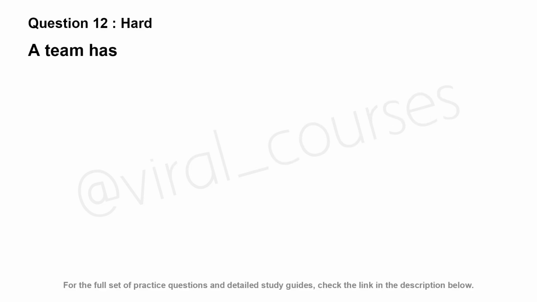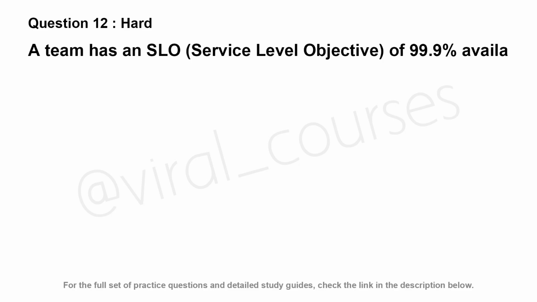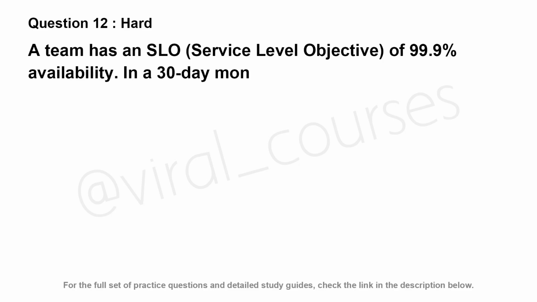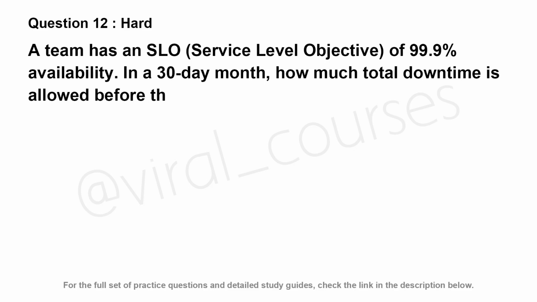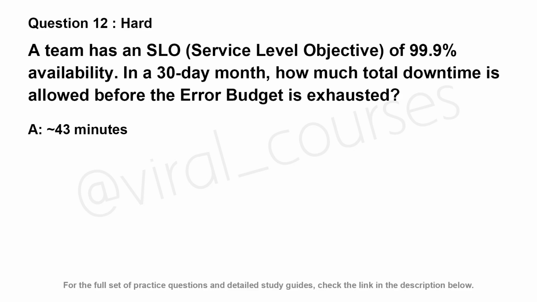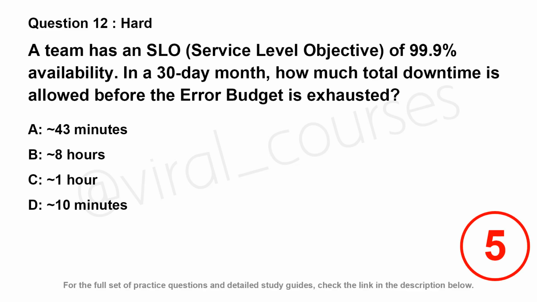A team has an SLO, service level objective, of 99.9% availability. In a 30-day month, how much total downtime is allowed before the error budget is exhausted? Option A, approximately 43 minutes. Option B, approximately 8 hours. Option C, approximately 1 hour. Option D, approximately 10 minutes.